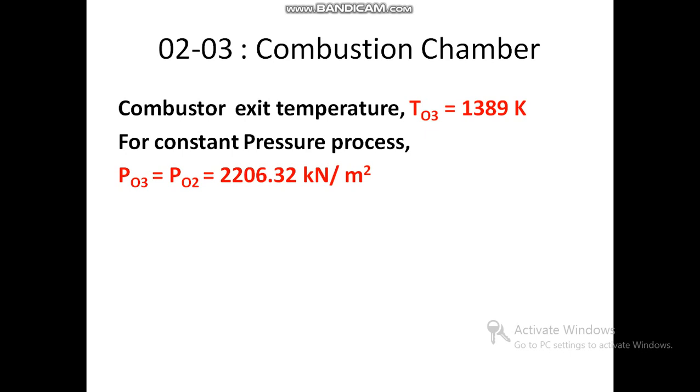The next device is called the combustion chamber. In this problem they gave the combustion chamber exit temperature T03 is equal to 1389 Kelvin, and we already know that this combustion chamber comes under the constant pressure process. In an ideal turbojet engine, there are no pressure losses in this chamber. So your P03 is equal to P02 is equal to 2206.32 kilonewton per meter square. So why does it come under constant pressure? It means it's a constant pressure without any losses, that is the frictional losses.